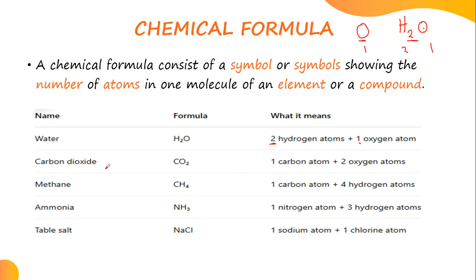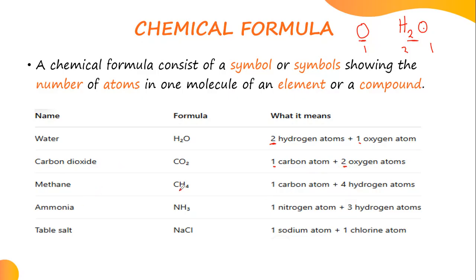Let's go to carbon dioxide. So carbon dioxide, the symbol is CO2. What does this mean? This is a chemical formula now. We need to know the number of atoms. Obviously, it's very easy to identify the number of atoms that are present in one molecule of an element or a compound. So we have one carbon atom and we have two oxygen atoms.